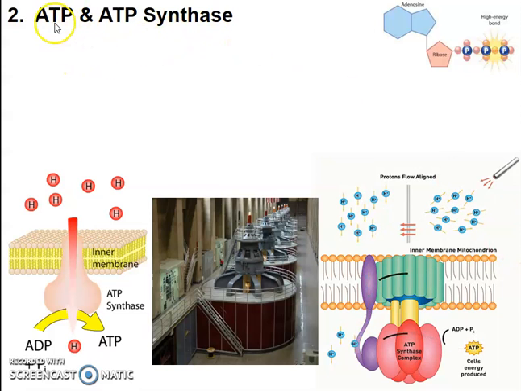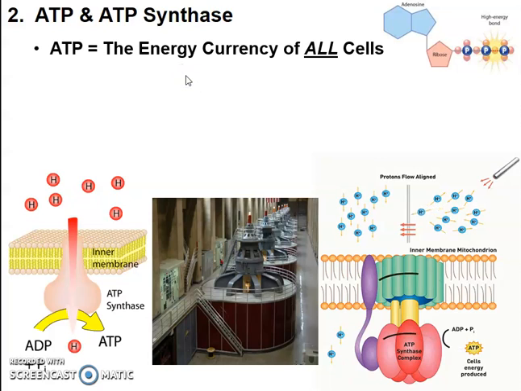Now, next, ATP and ATP synthase, the second thing in our toolbox. ATP, as I've already said, is the energy currency of all cells. So here's an ATP molecule right up here in the top right-hand corner.